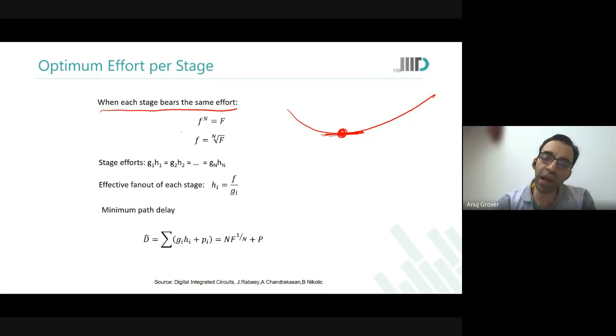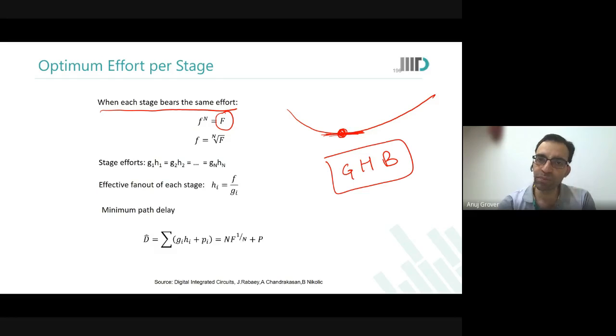Now if I have a path, we'll come to examples and that will clarify things more. If I have a path for which I know the S, because I know G, H and B, all these three things, then I can estimate the effort of every stage in this manner.